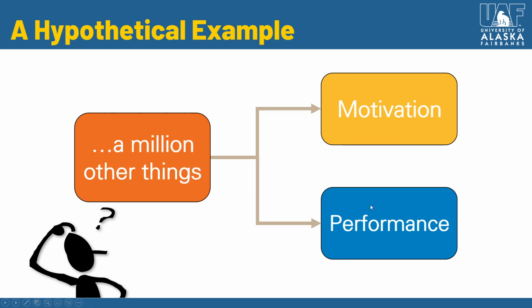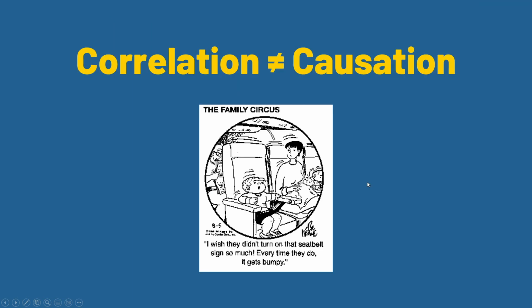And so hopefully you see my point here. It could be a million other things explaining this relationship. And so one correlation alone never tells us what causes what, right? We're only seeing that they're related in some capacity. Right, so once again, correlation does not equal causation.